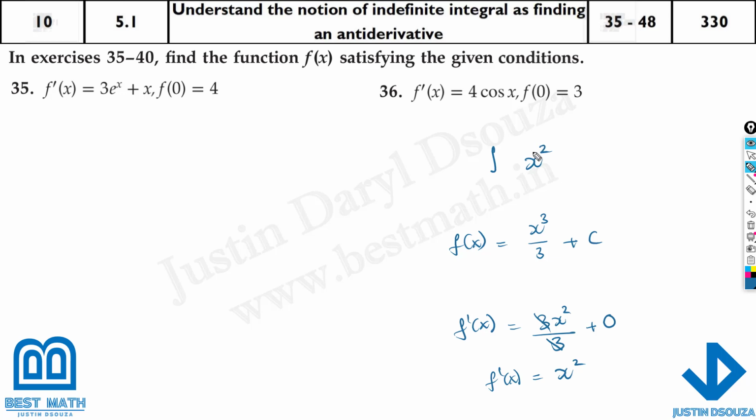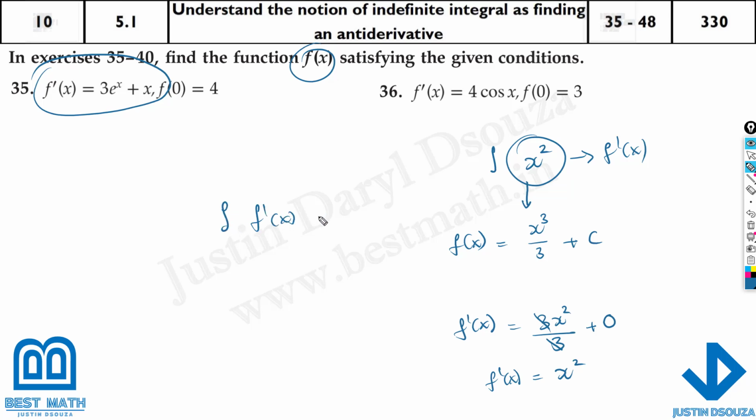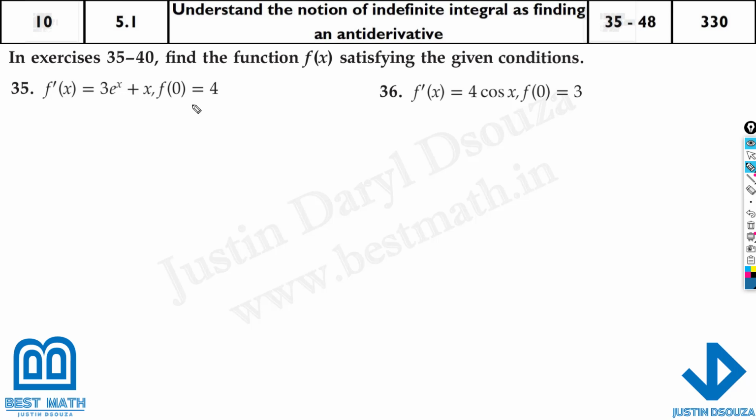So this is the question, this is f dash of x. Whenever they have given you f dash of x, and then they tell you to find f of x, that means you are integrating this. When you have a derived function and you integrate it, you will get the function before it, that is the f of x function. Here then we have f of 0 is equal to 4.